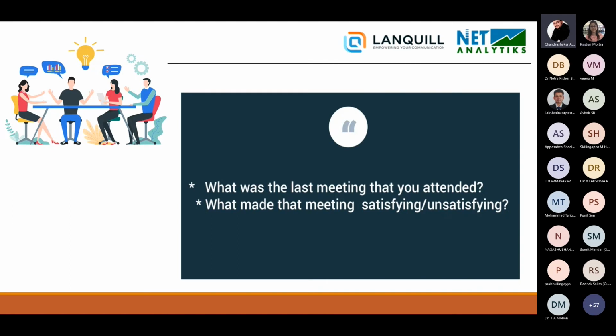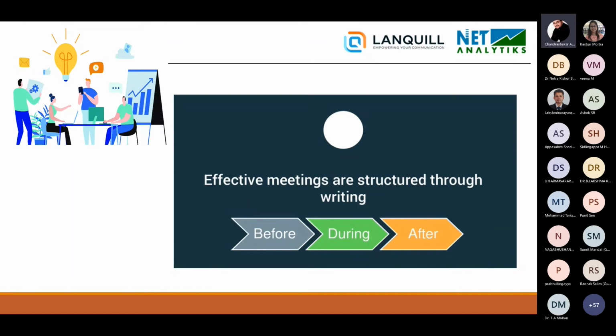The meeting went on as per the agenda, and after the meeting everything was noted down, even the timelines were fixed, right? Action items were noted down. That is why that entire meeting was pretty professional. True, it made us very professional. So again, as I told you earlier, effective meetings are generally structured through writing these three things, especially before the meeting, during the meeting, and after the meeting.